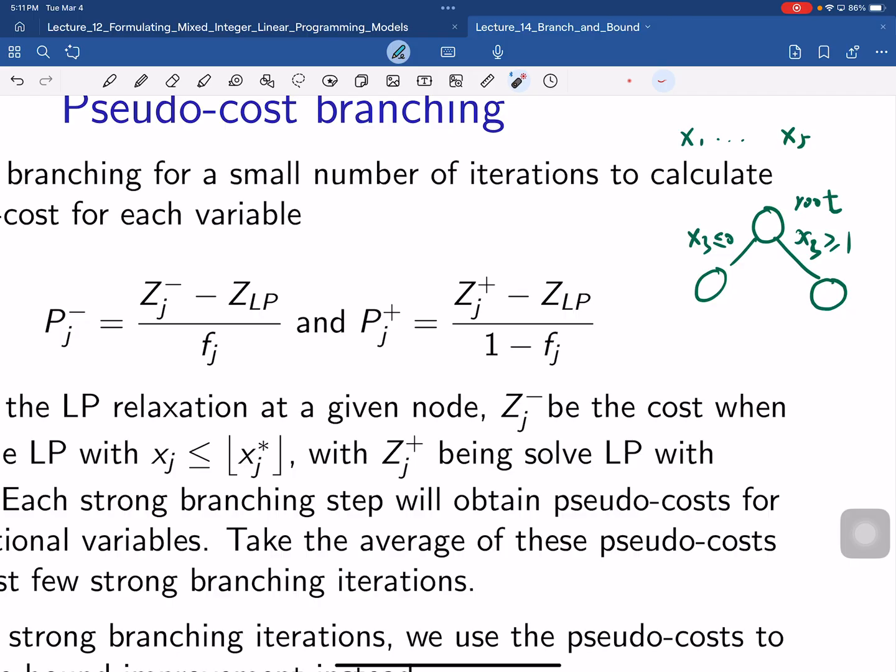Now, let's assume at this node, I still have 4 fractional variables, right? So x3 has been branched on. Maybe my x1, x2, x4, and x5 are still fractional, right? Now, instead of doing strong branching all over again, I'm going to use the bound improvement I got at the root node.